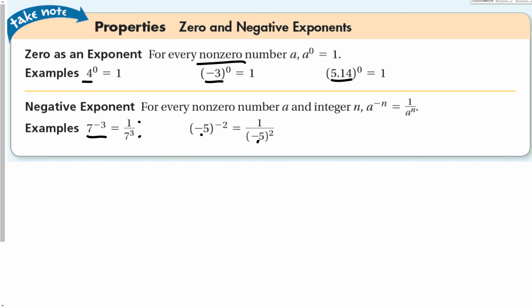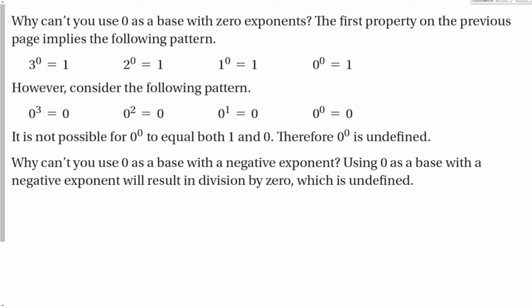Okay. Now, notice that both of these say non-zero numbers, which is important. Why can't we use 0 as the base with exponents? So the first property on the previous page implies the following pattern. If you raise 3 to the 0 power, you'd get 1. 2 to the 0 power, you get 1. 1 to the 0 power, you get 1, which means that anything to the 0 power gets 1, except that is kind of weird. So we can't really say anything to the 0 power is 1, because 0 to the third power is 0, because 0 times 0 times 0 is 0. 0 squared is 0. 0 to the first power is 0. So that means that 0 to the 0 power is probably also 0.